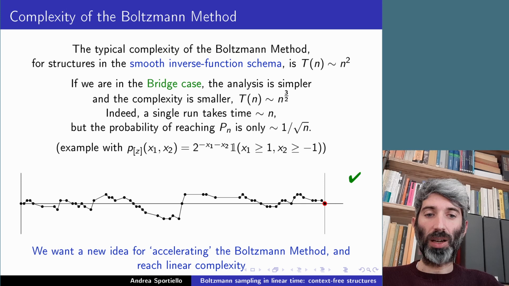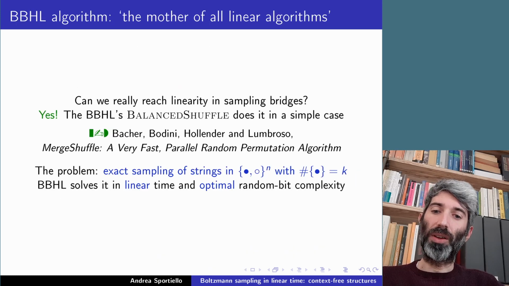So we are kind of in this setting, and we want to accelerate the Boltzmann method by doing something smarter with this problem. So can we really reach linearity when we want to sample bridges which are not trivial? Well, the answer is yes.